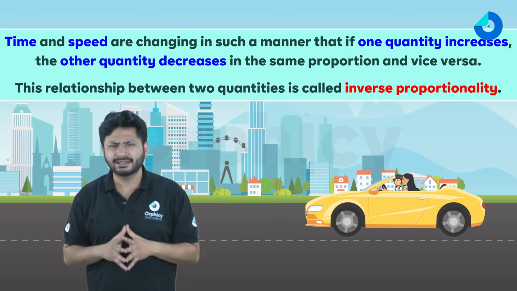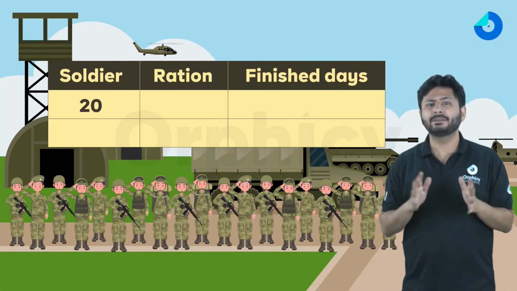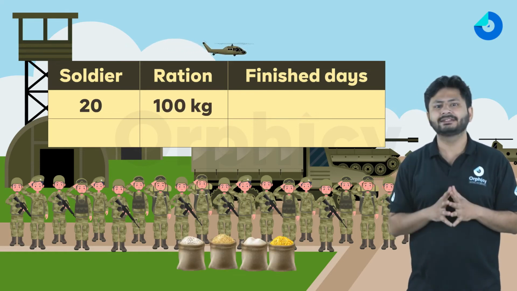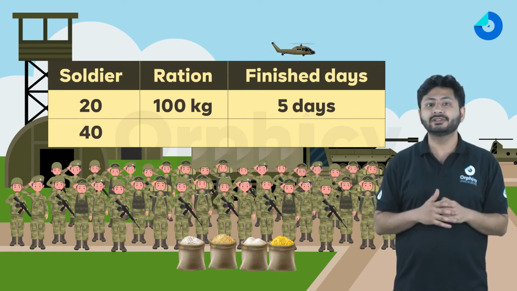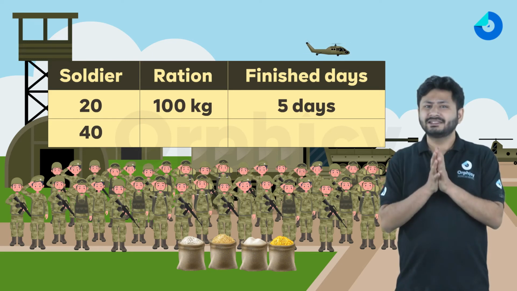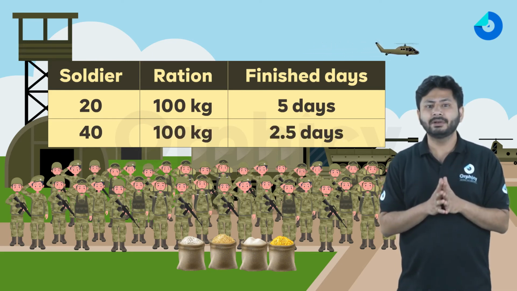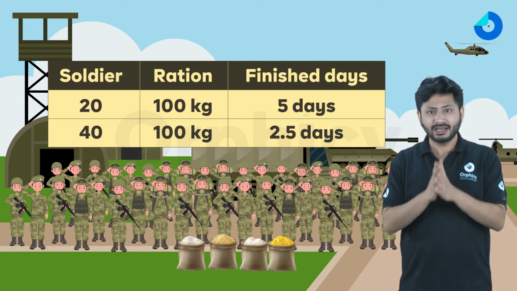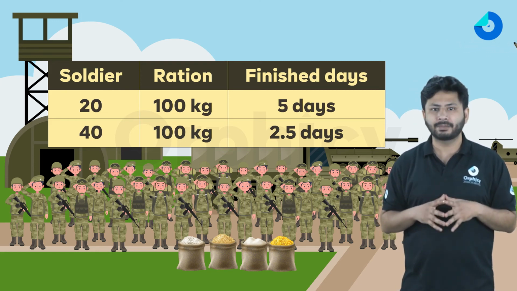And there are many other examples. Let's take one example of inverse proportionality. Let's say that there are 20 soldiers in a battalion and they can consume 100 kgs of ration in 5 days. Now, if we increase the number of soldiers, or if we double the number of soldiers to 40, now the same ration will last for fewer days because the number of people to feed has increased. अभी खाने वाले बढ़ते हैं तो राशन कम दिनों के लिए लास्ट करेगा. This is also an example of inverse or indirect proportionality.